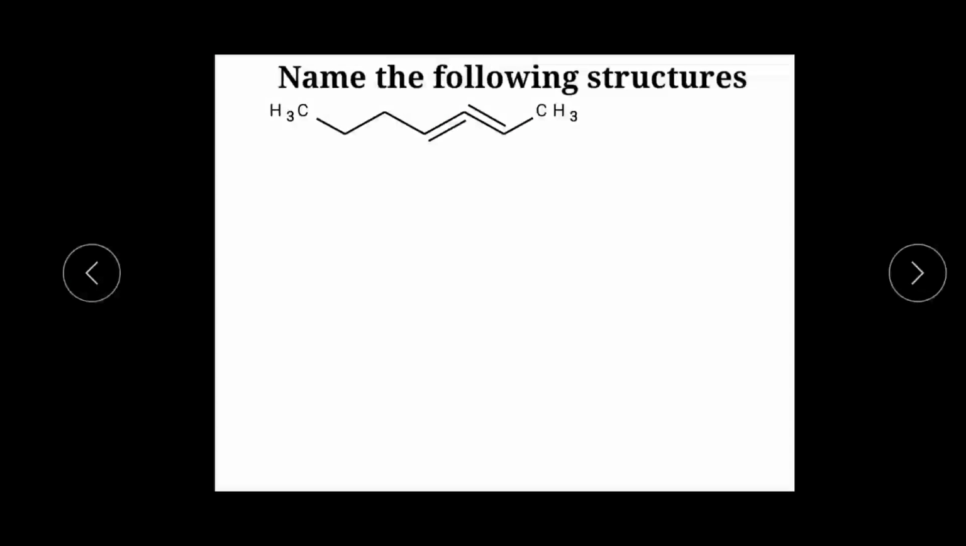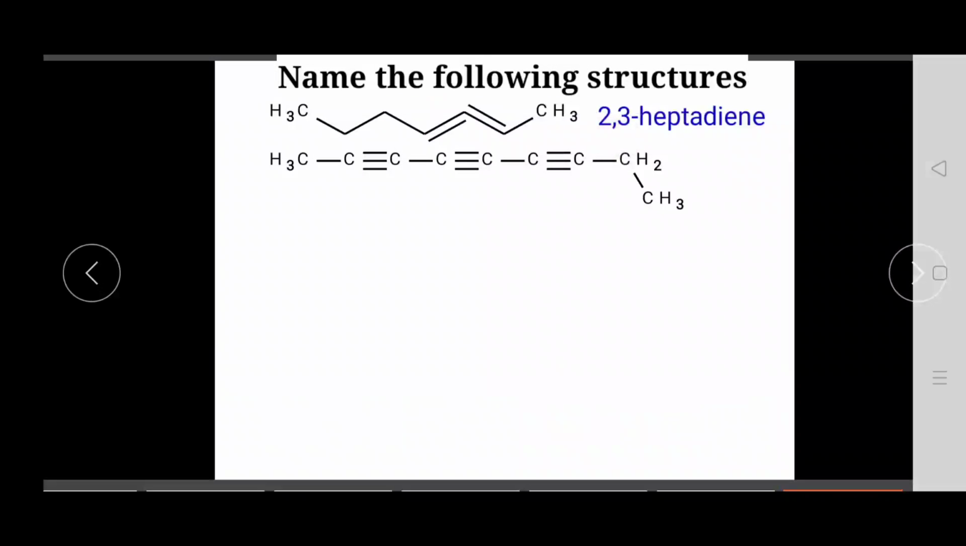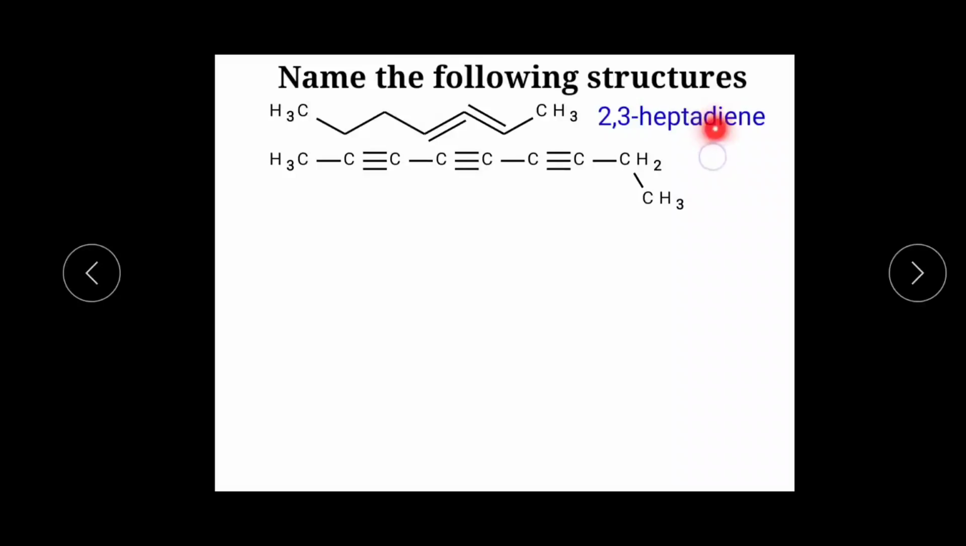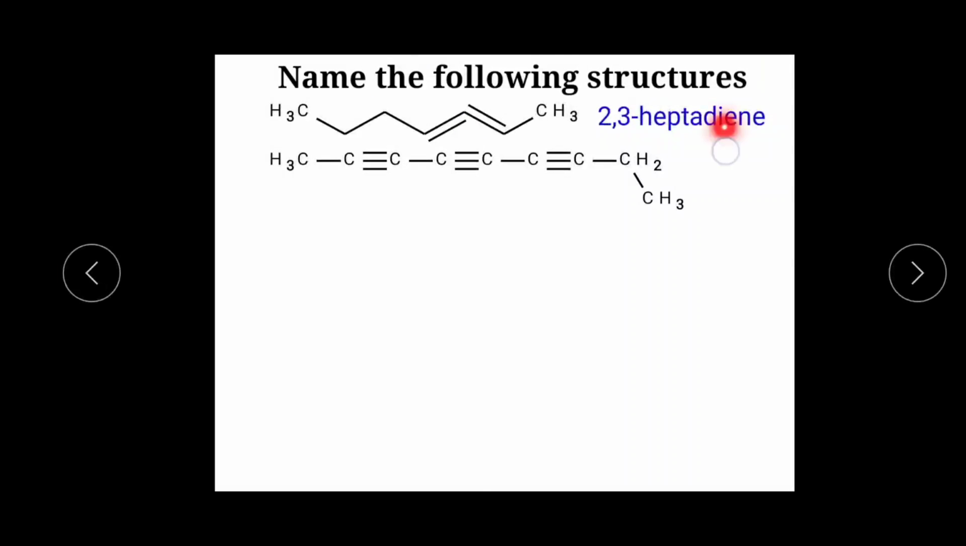Meaning, the name of this compound is 2,3-heptadiene. Okay? 2, 3, hept. There are 7 carbons. And the prefix di indicates there are 2 double bonds, and ene indicates that this is an alkene.